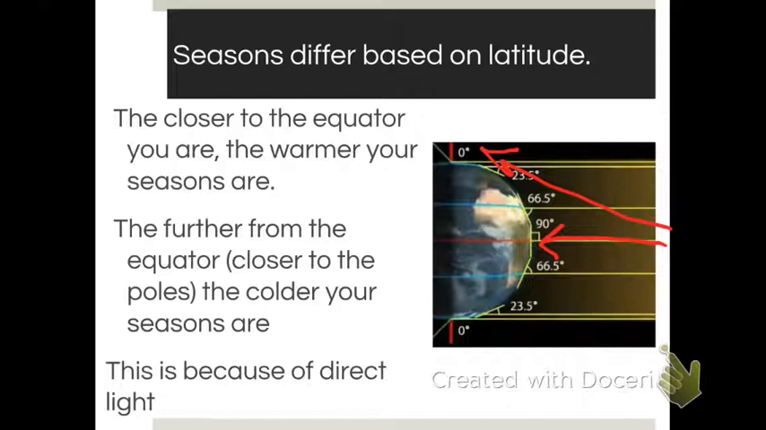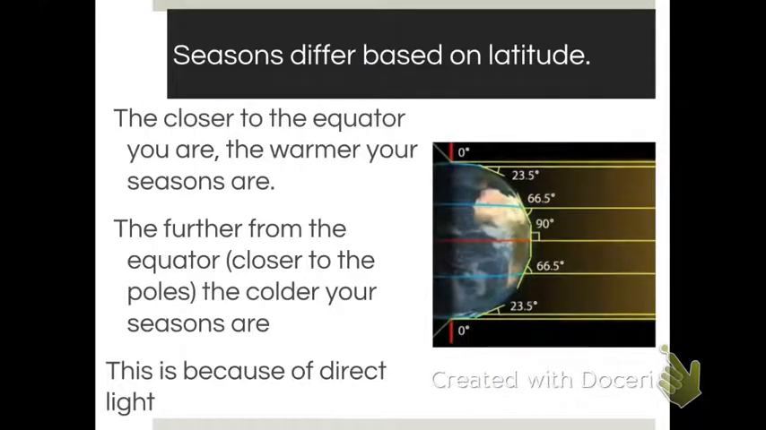Because the equator is in the middle of the earth, no matter if the earth is tilted towards or away from the sun, it's always getting a zone of direct light, which is why it stays warm for so long. Okay? So seasons are caused by the tilt of the Earth's axis. Seasons vary with latitude, and they vary because of the amount of direct and indirect light they get. The more direct, the warmer it is. The more indirect, the colder it is. Okay, that's just a little summary. So I'm going to move on to the next slide.